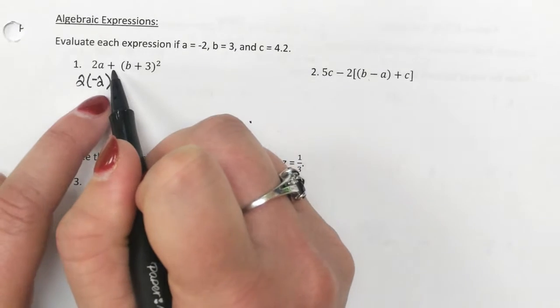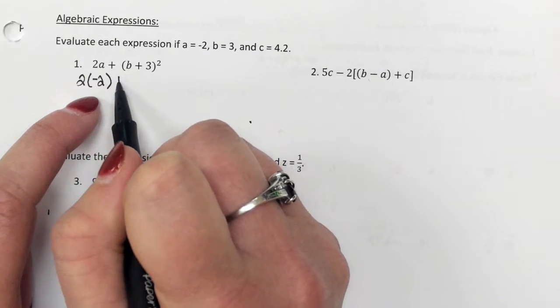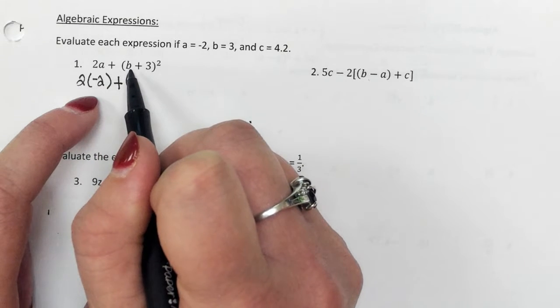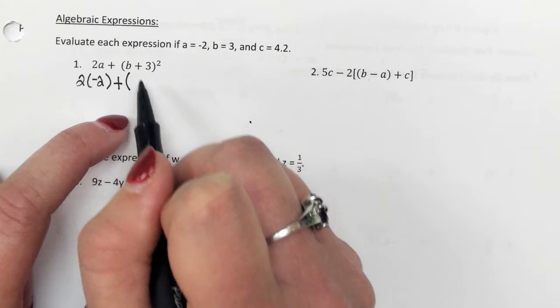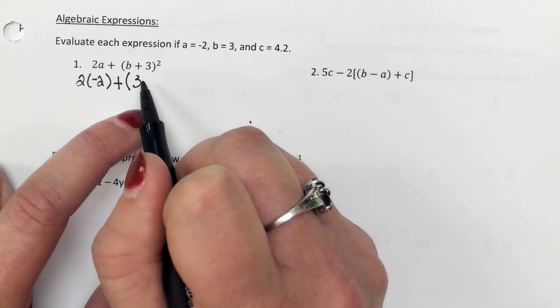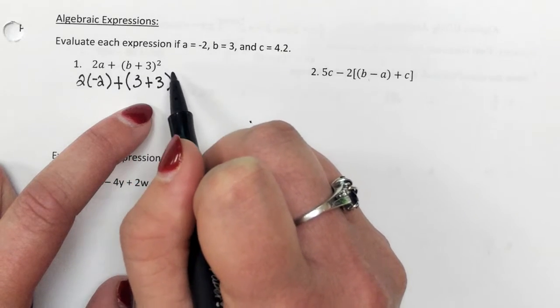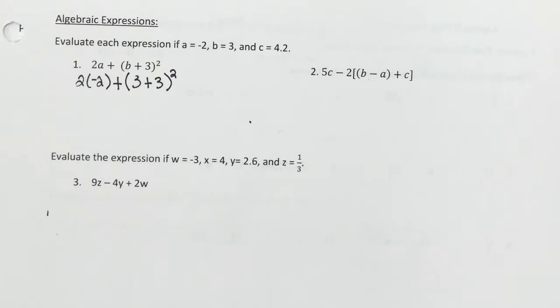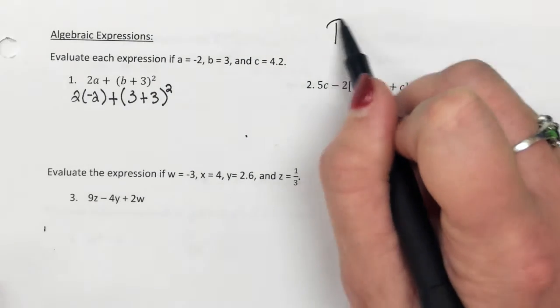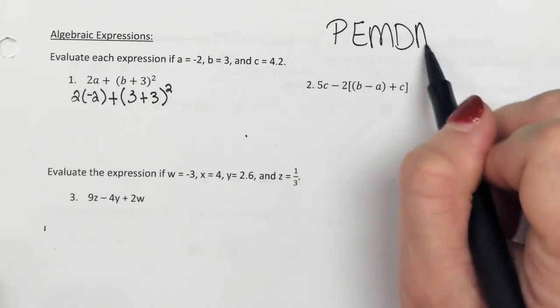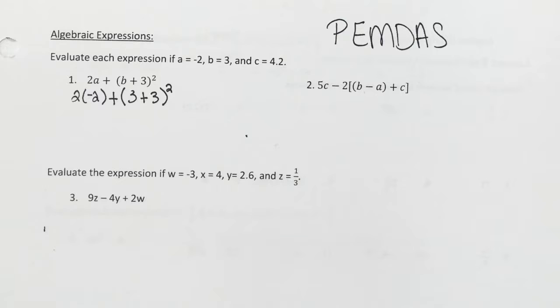All right, what comes right after that? Plus, then what? Parentheses. And then I'm going to evaluate B. What is B? 3. What came after that? Plus 3, and all of that is squared. Okay? All right, remember order of operations? What was the order of operations? What letter first? Parentheses, exponents, multiply, divide, add, subtract. Please excuse my dear Aunt Sally, right?